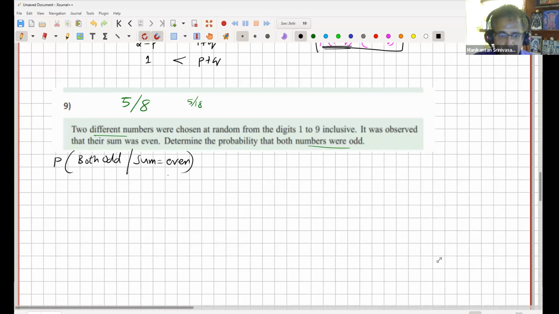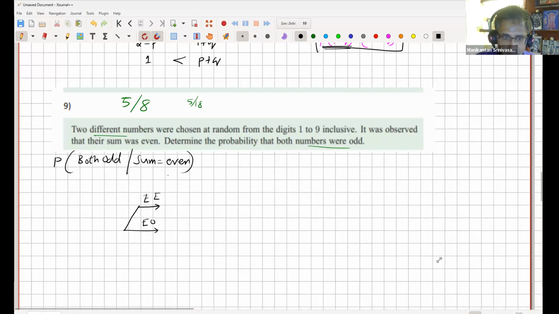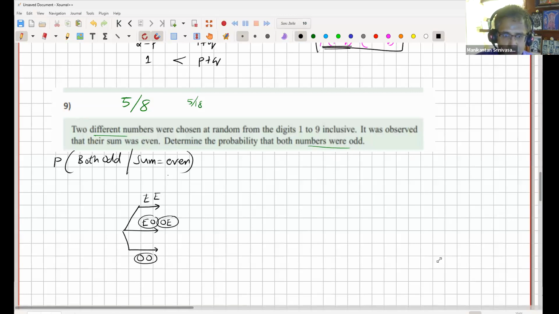So right now, when you pick the two numbers, there are three outcomes possible, right? Both are even, or an even and odd. I don't mean in that sequence. It could be odd even or even odd. In fact, I'll write it like this: odd even or even odd. And the third possibility is both are odd. So let's write out probabilities for each of them.